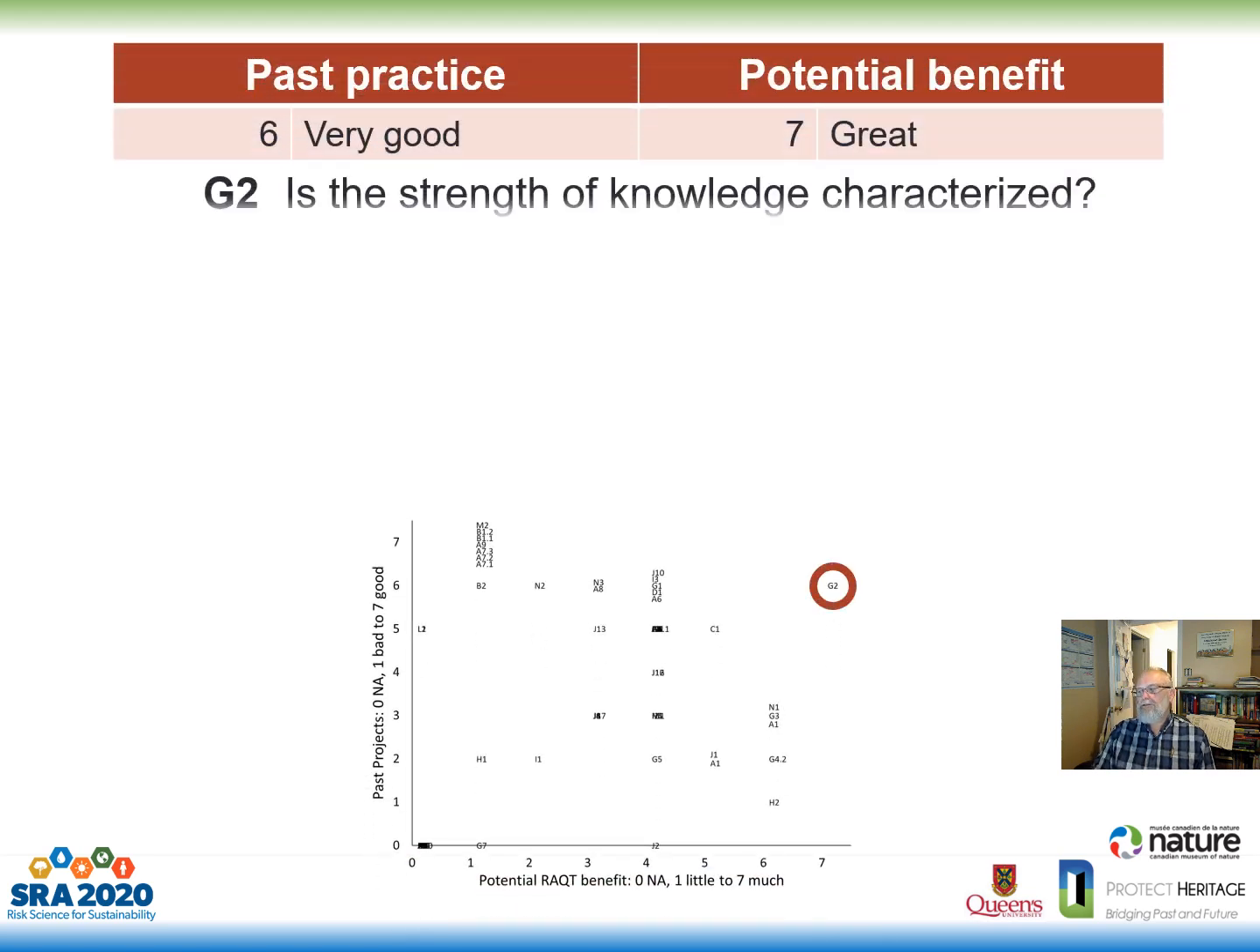Now finally, here's this rather strange outlier where past practice we think is very good, but the potential benefit is also really great. So G2, is the strength of knowledge well characterized? Well, you know, in a nutshell, we do claim that all of our risk analysis is based on our best current understanding, and that really is true. However, our best current understanding can really be quite poor.